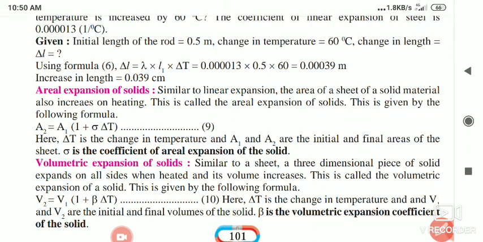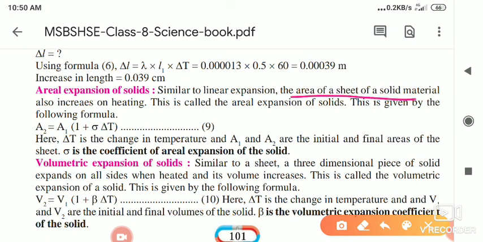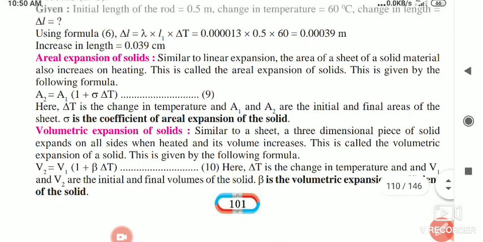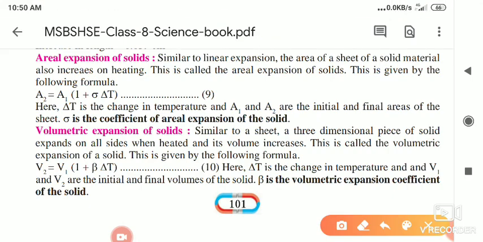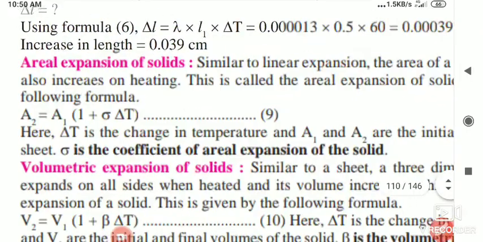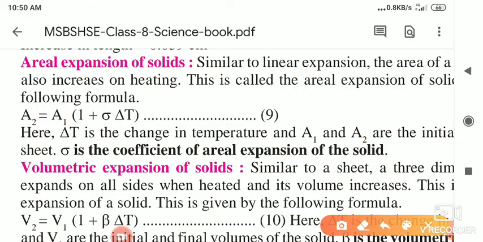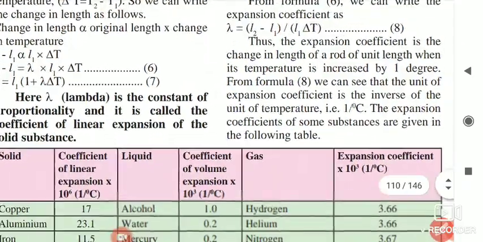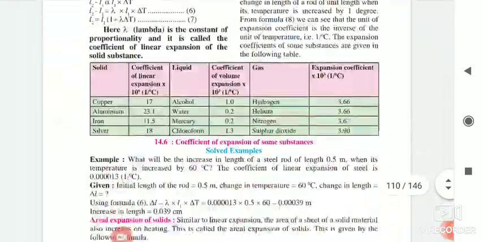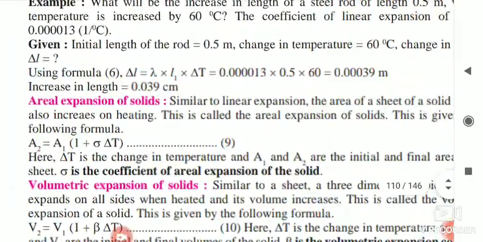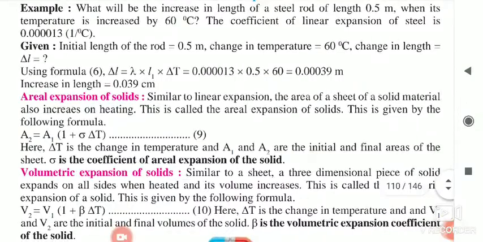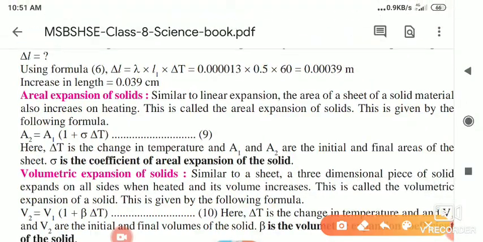So here, similar to linear expansion, the area of the sheet of a solid material also increases on heating. This is a coin; when we provide heat to it, it is made of solid, so its size increases. This is called areal expansion of a solid, and it is given by the following formula. So the area is increasing. The initial area is A1, and when we provide heat to it, the final or increased area is A2.